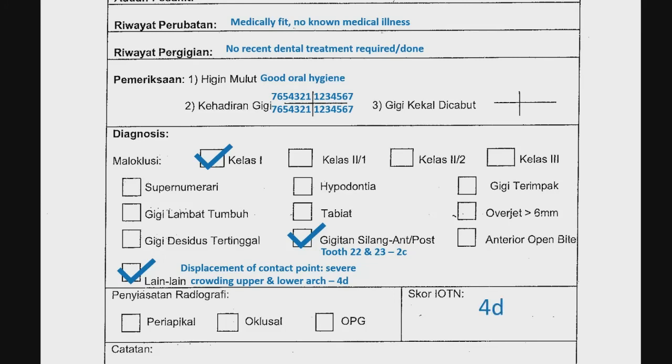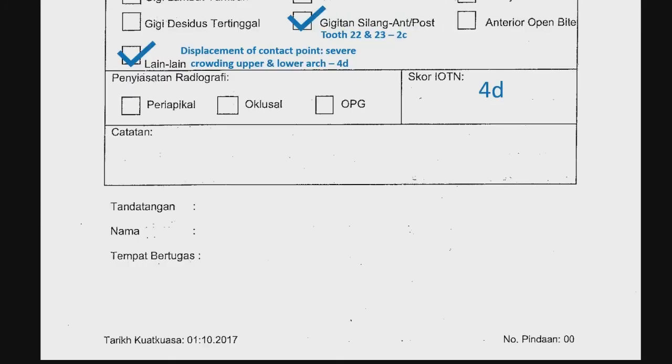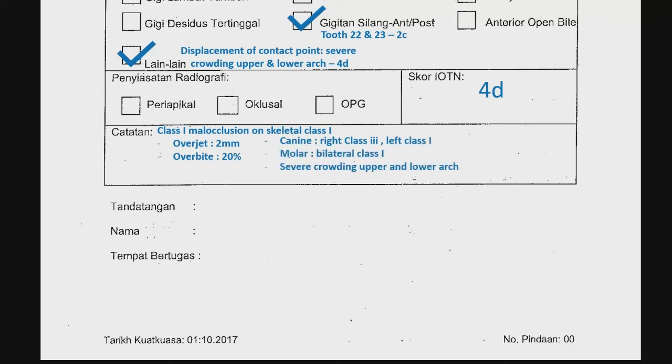At the notes, you may write the summary and other findings that are not explained yet. For example, Class 1 malocclusion on skeletal Class 1 with overjet of 2 mm and overbite of 20%. Class 3 canine relation on the right side, Class 1 canine relation on the left side, bilateral Class 1 molar relation, severe crowding on upper and lower arch. You may end the notes with, "We hereby are referring this patient for further management. Thank you," with your chop and your sign.